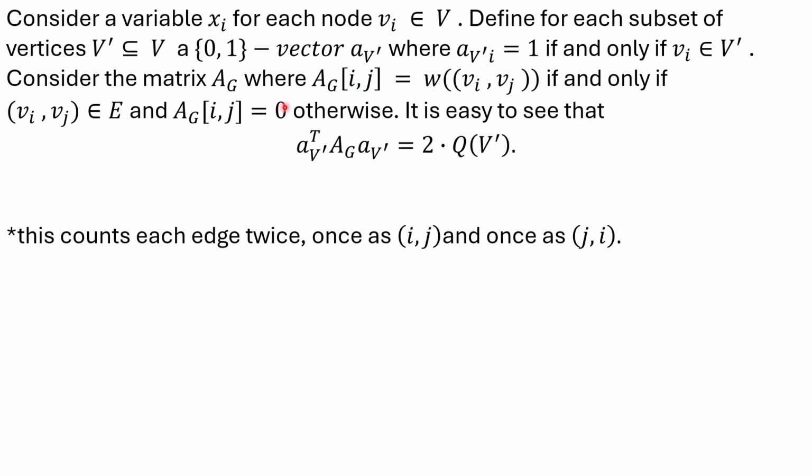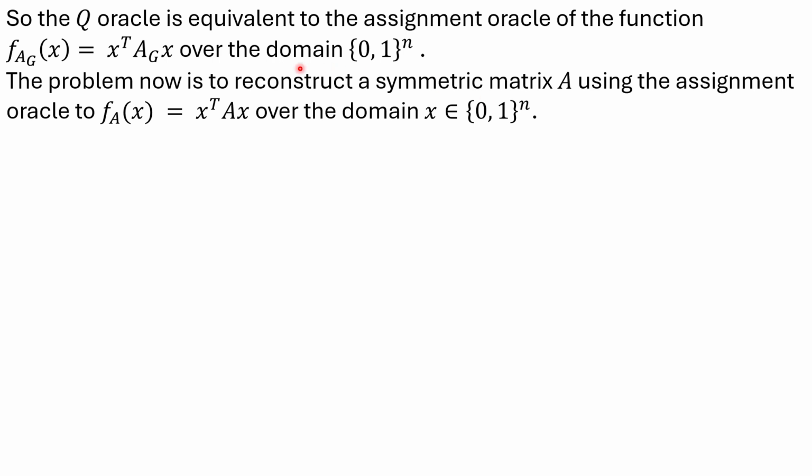It is easy to see that AV' transpose AG AV' is equal to 2 multiplied by Q(V'). We count each edge twice, once as ij and once as ji. So AG is a symmetric matrix, and therefore we have this equality right here. So the Q oracle is equivalent to the assignment oracle of the function x transpose AG x over the domain {0,1}^n. The problem now is to reconstruct a symmetric matrix A using the assignment oracle to f_A(x), x transpose Ax, over the domain x in {0,1}^n.